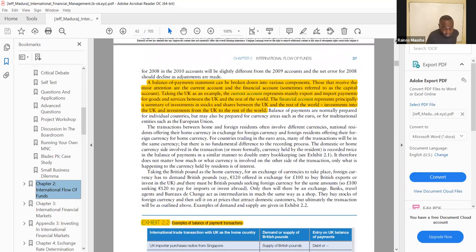Here they say a balance of payments statement can be broken down into various components. Those that receive the most attention are the current account and the financial account. The financial account is also referred to as the capital account. Taking the UK as an example, the current account represents mainly export and import payments for goods and services between the UK and the rest of the world. The financial account represents principally a summary of investments in stocks and shares between the UK and the rest of the world, investment into the UK and investment from the UK to the rest of the world as well.